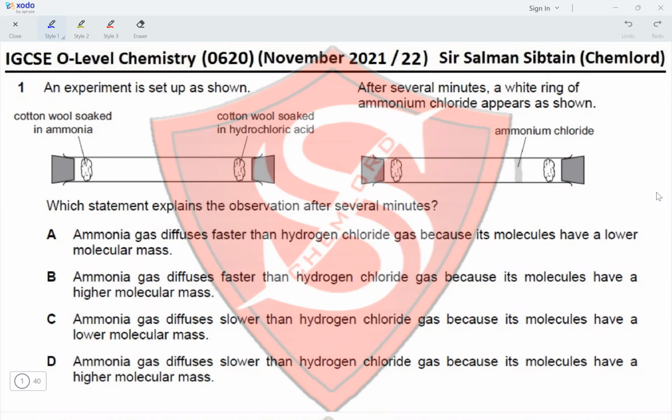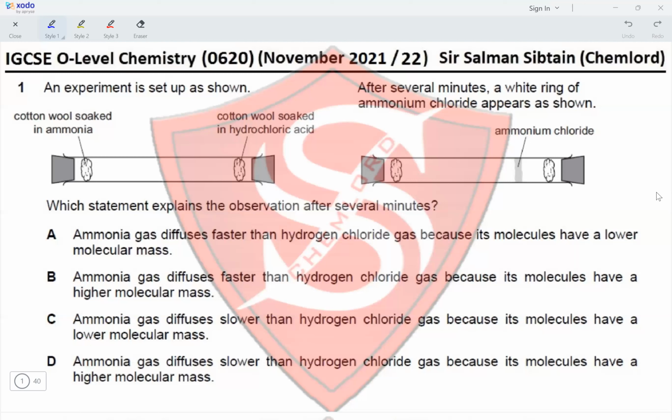An experiment is set up as shown. So we've got a glass tube with cotton wool soaked in ammonia on one end and cotton wool soaked in hydrochloric acid on the other end. After several minutes, a white ring of ammonium chloride appears as shown. So this white ring is closer to hydrochloric acid than it is to ammonia. Which statement explains the observation after several minutes?